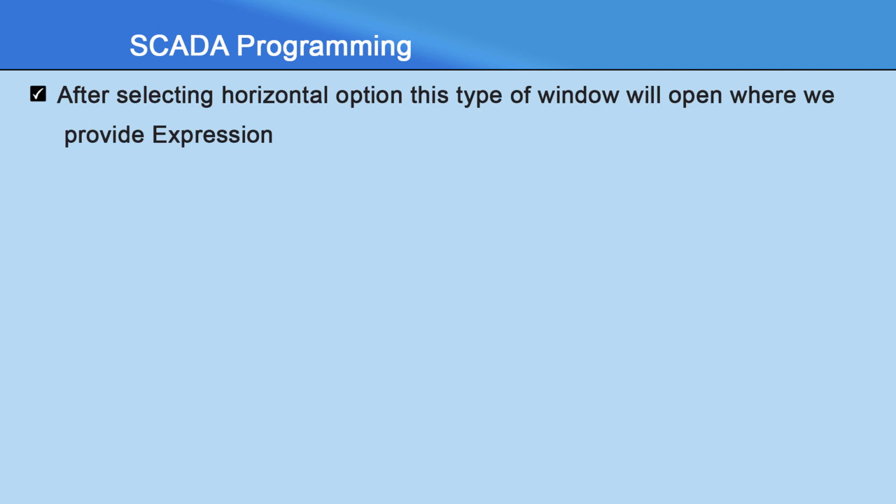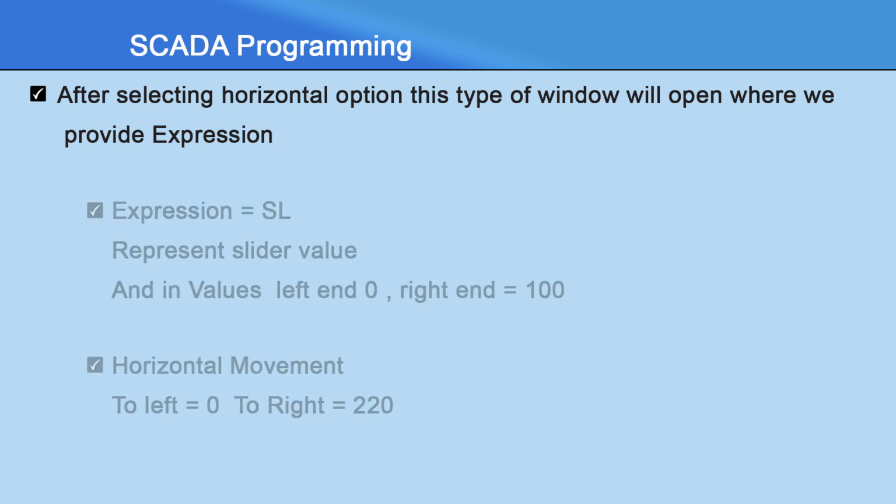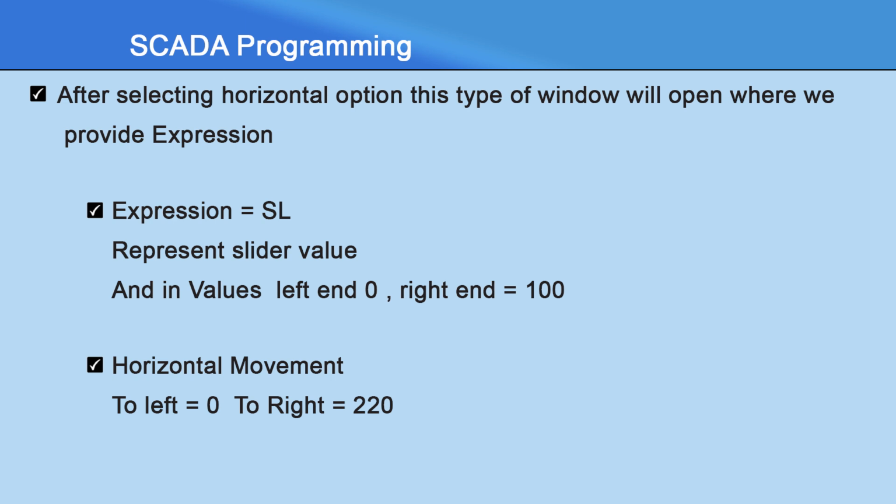After selecting horizontal, the window asks us to provide the expression. So here we enter SL as the expression. You remember, SL is the tag name of the slider, because we want to link the motion of the ball with the slider motion. So here we have added SL, the expression of the slider, as the expression.